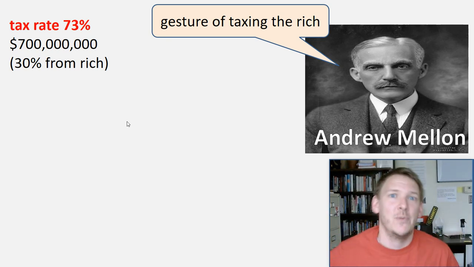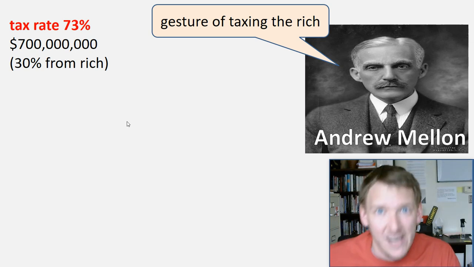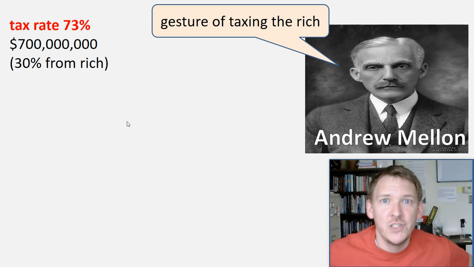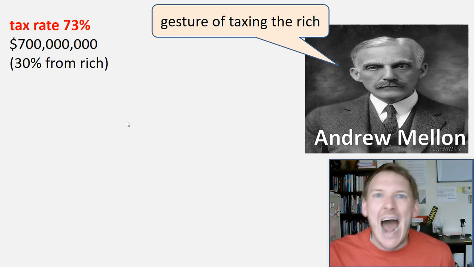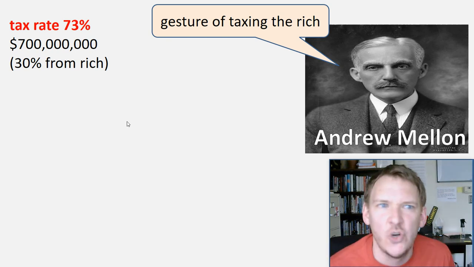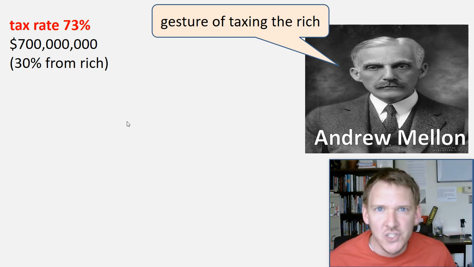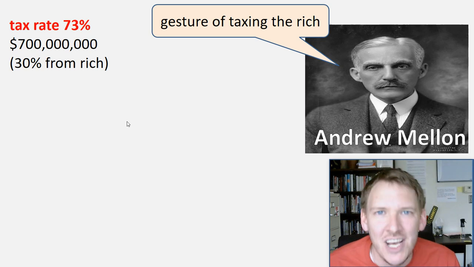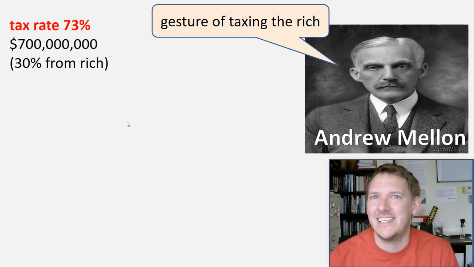And that's where Mellon says, look, this thing is just a gesture. It's just a gesture because you're not even really taxing them. This is just politicians playing games, doing victory laps, and in the back room, they're high-fiving the rich. They're high-fiving the elites. They come out and say, we're sticking it to them. We're taxing the rich at 73%. Mellon says, it's just a gesture, folks.